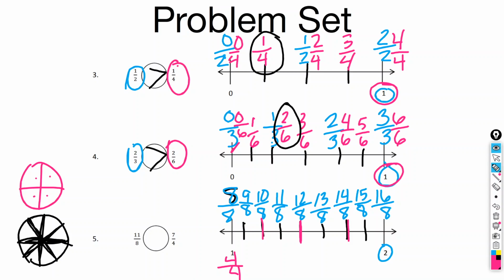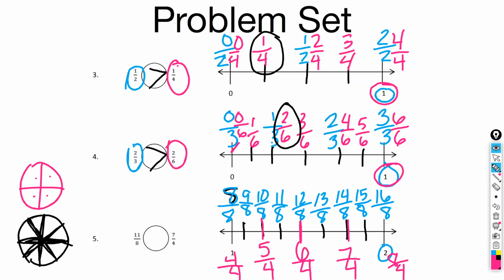So we start at 4 fourths, 5 fourths, 6 fourths, 7 fourths, 8 fourths. Now notice that 8 eighths and 4 fourths are the same as 1 whole. 10 eighths is the same as 5 fourths. 12 eighths is the same as 6 fourths. 14/8 is the same as 7/4, and 16/8 is the same as 8/4. So those numbers share a line, which means their fractions are the same size.